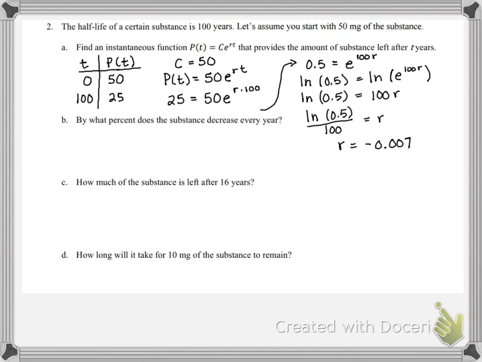Okay, so I need to write the model, that would help, right? P of t equals 50 e to the negative 0.007t. So again, because this is decay, we're going to have a negative r value. That's what shows us that it's going down. So by what percent does this substance decrease every year?